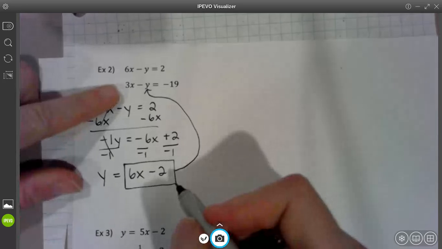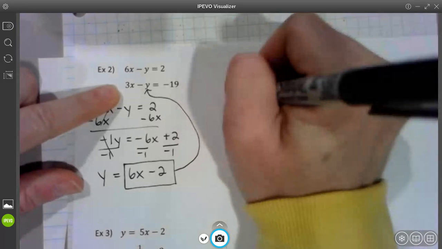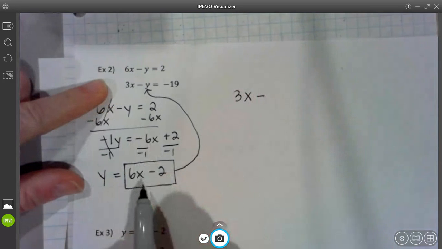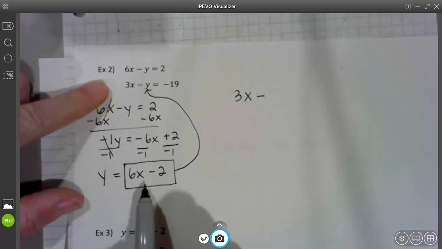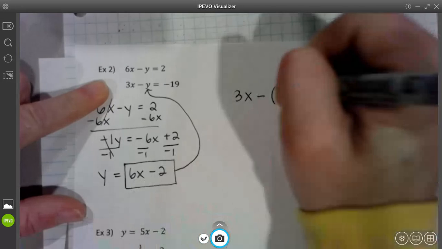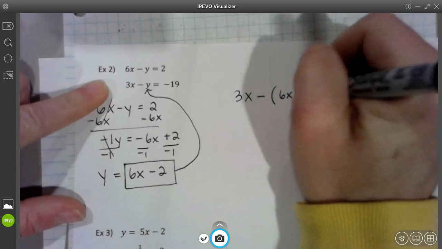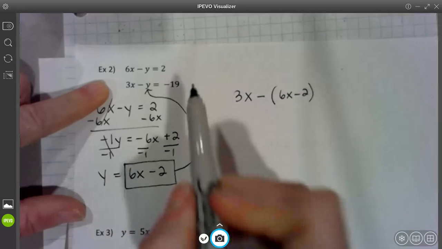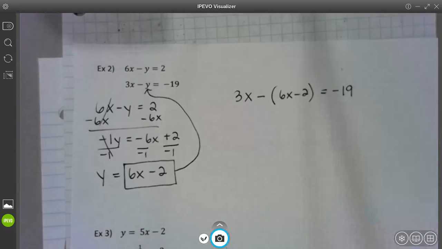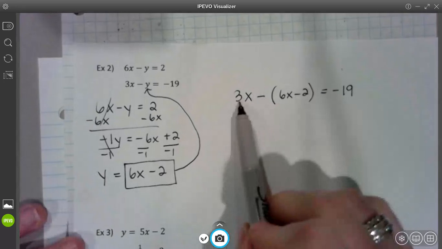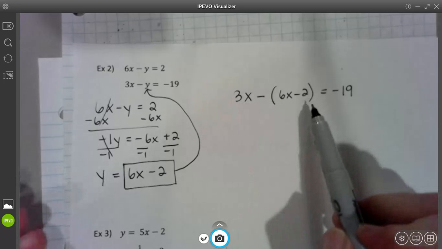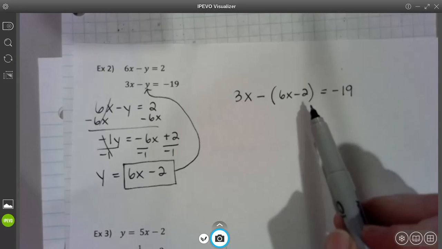All right, so let's do it. Let's start rewriting that second equation. 3 times x minus, I'm not going to write minus y because I'm plugging this in for y, but I have to make sure that I subtract all of it, so you have to use parentheses. So minus, plug 6x minus 2 in for y, and then continue on, equals negative 19. Okay, and again, what it does is it leaves you with one equation that only has one variable in it. This equation only has x's in it. So we're going to be able to solve this equation for x.